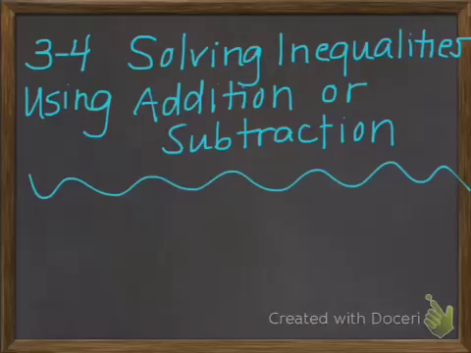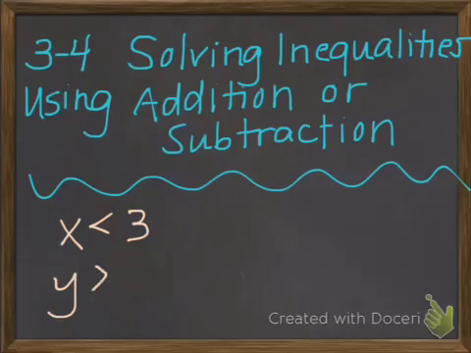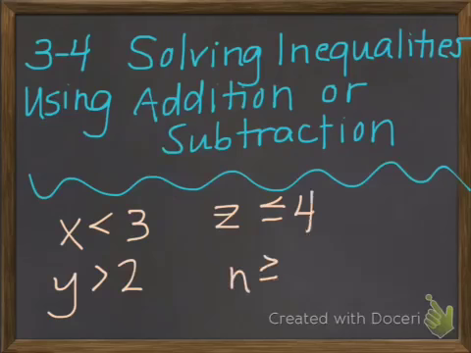Okay, pre-algebra class. We're going to move on to Chapter 3, Section 4. This is solving inequalities using addition or subtraction. We talked about inequalities before. Inequalities might look like x less than 3, y greater than 2, z less than or equal to 4, or n greater than or equal to 2.